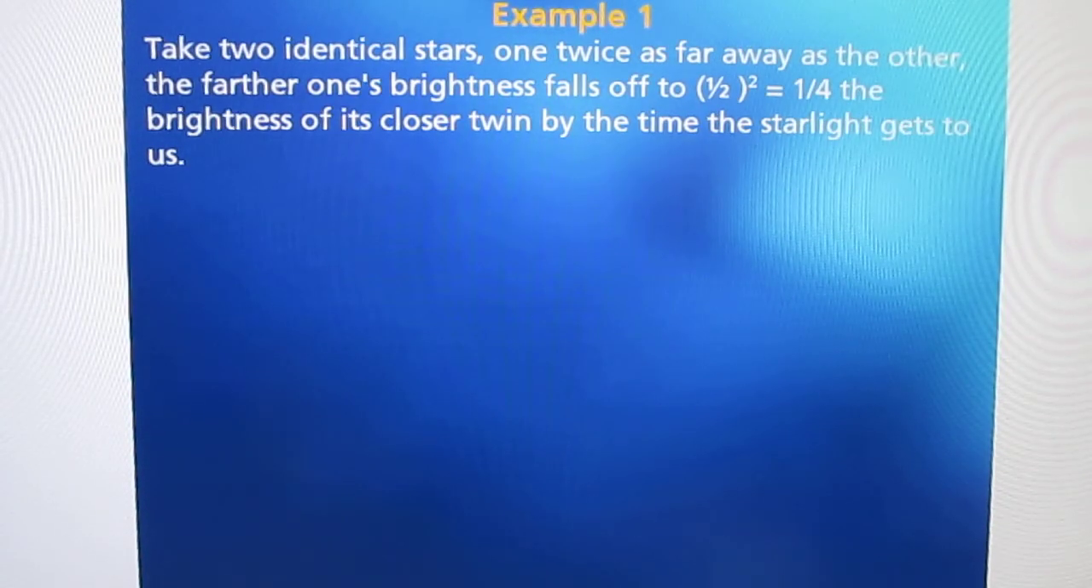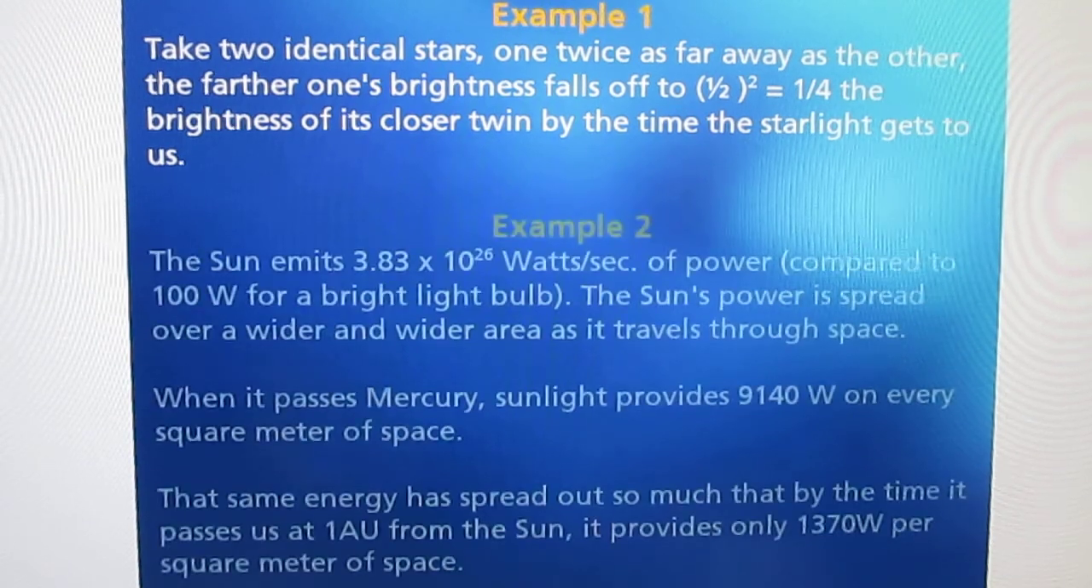Example 1. Take 2 identical stars, one twice as far away as the other. The farther one's brightness falls off, according to the formula, 1/2 squared, which is equal to 1/4 the brightness of its closer twin by the time the starlight gets to us.